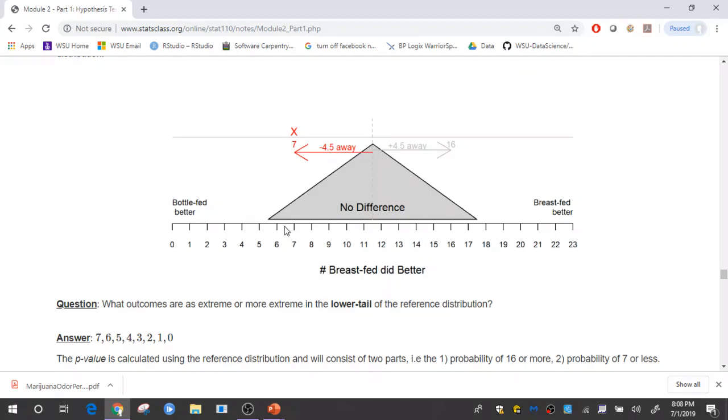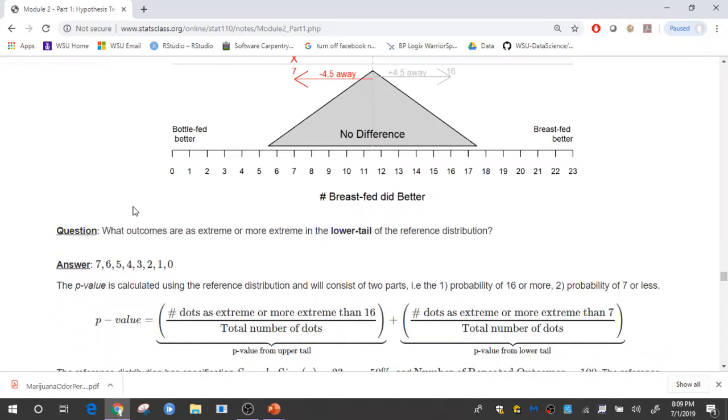Now that doesn't work in general. We get into some examples in, I think, Module 3 and Module 4, where you're not going to be able to do it that way. So I'd rather have you think about it in terms of how far away I am from the expected value, which is what I have shown here. So the values as extreme or more extreme in the lower tail are going to be 7, 6, 5, 4, 3, 2, 1, 0, going this direction.